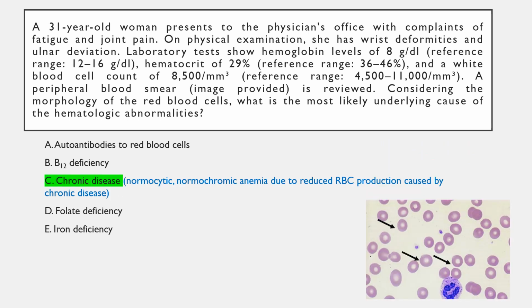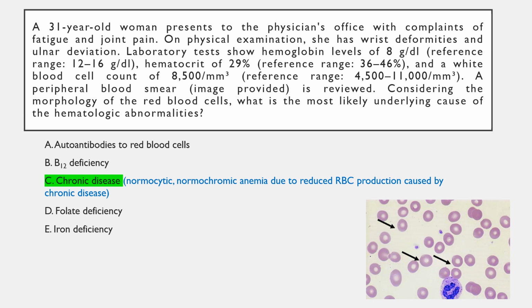The correct answer is C. Chronic disease. Based on the blood smear provided in the image shown, the RBCs are normocytic and normochromic. The anemia of chronic disease is of the normocytic and normochromic type. There is a quantitative reduction of the RBCs produced, but they are qualitatively normal.